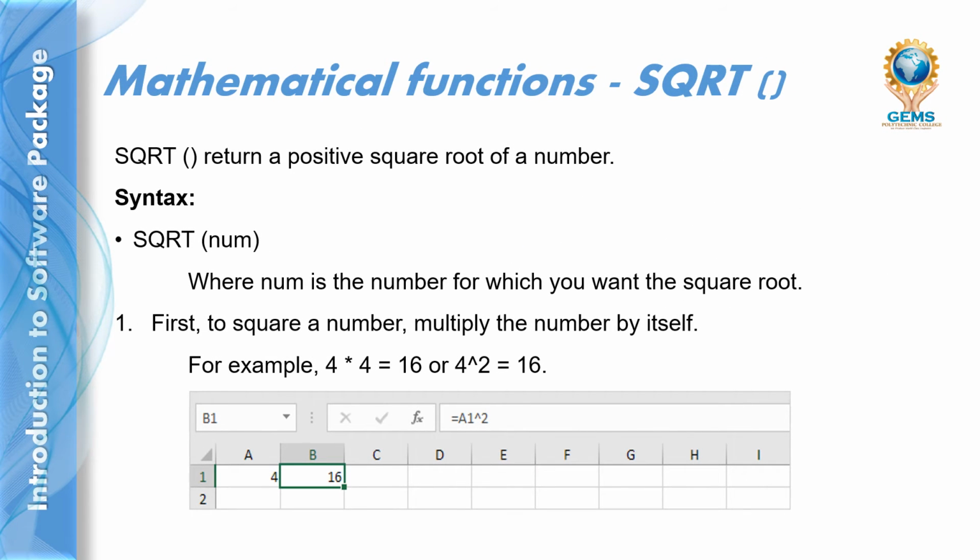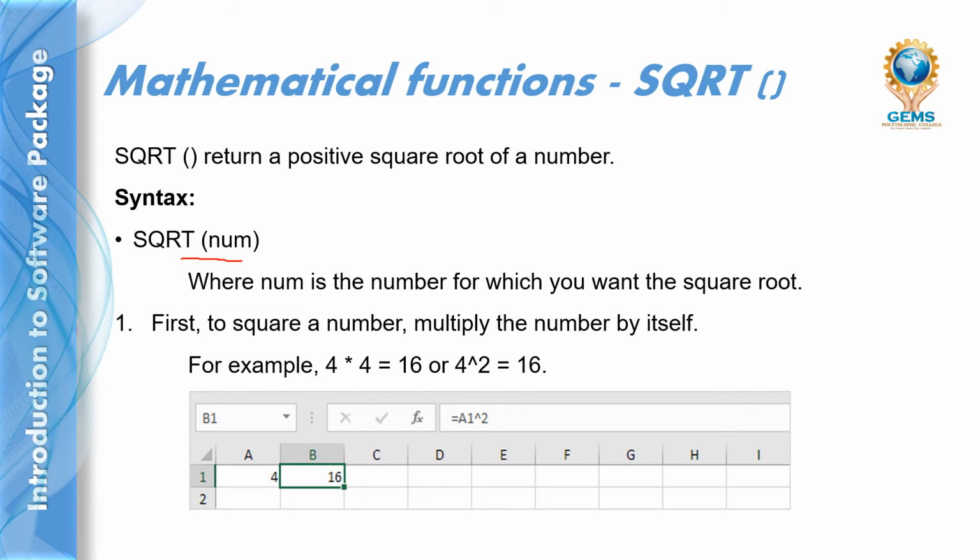Then the third one, the square root mathematical function. The square root mathematical function helps you return a positive square root of a number. The syntax is SQRT(number). Number means the value for which you want the square root. First, to square a number, multiply the number by itself. For example, 4 into 4 equals 16.